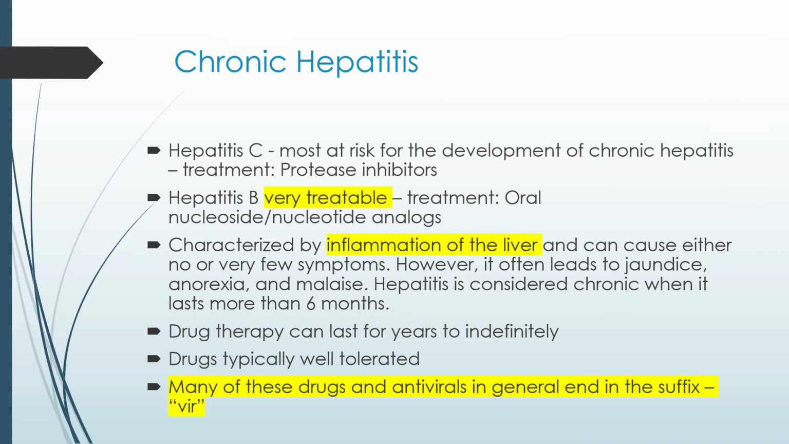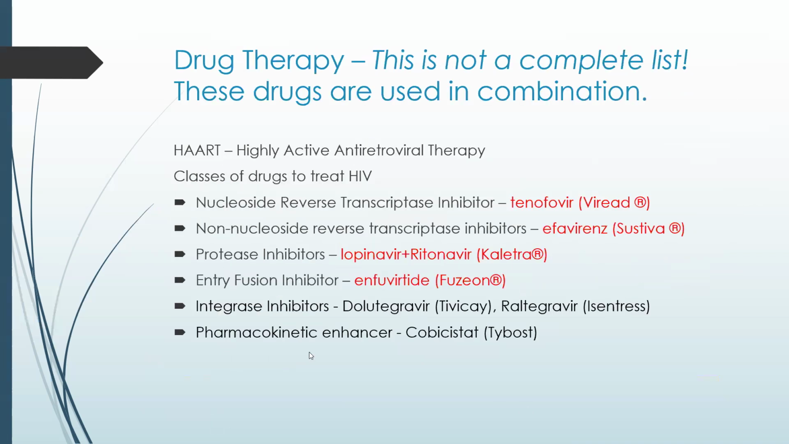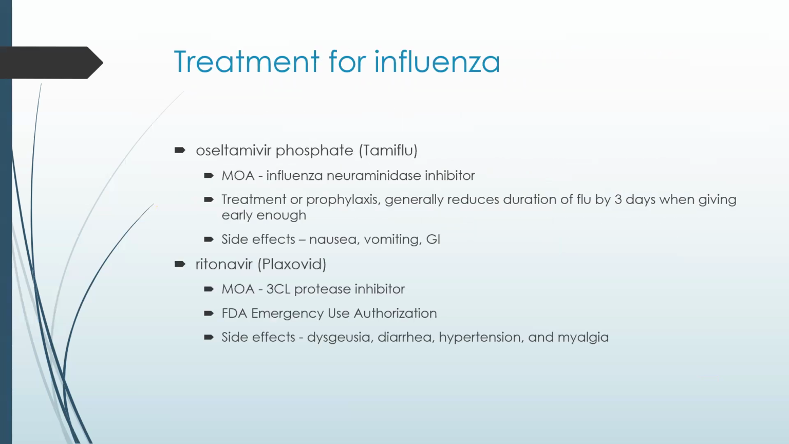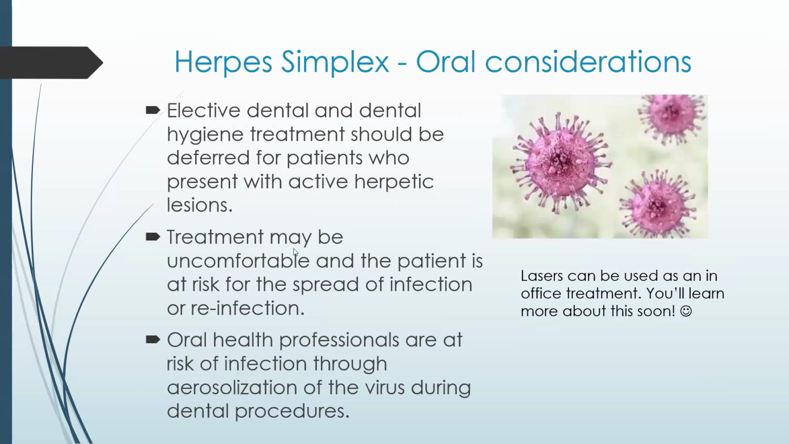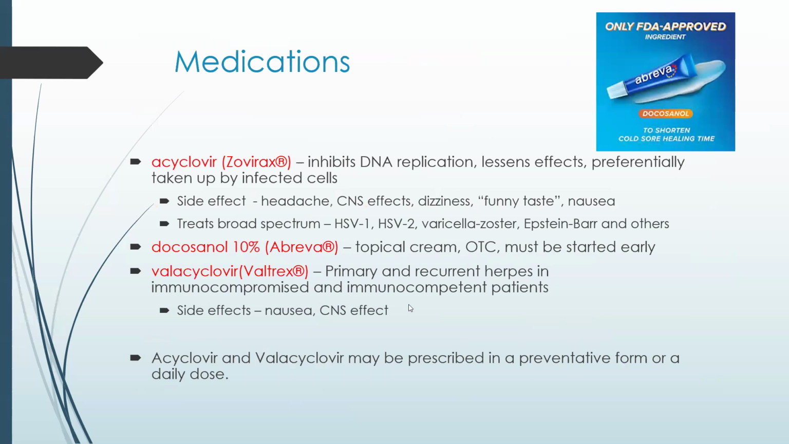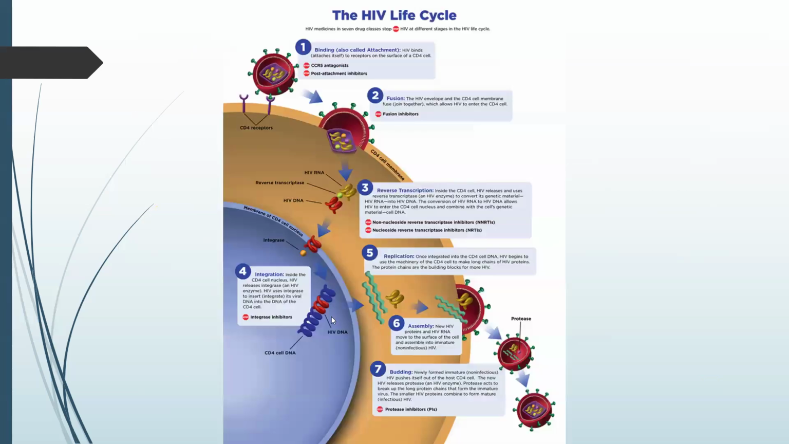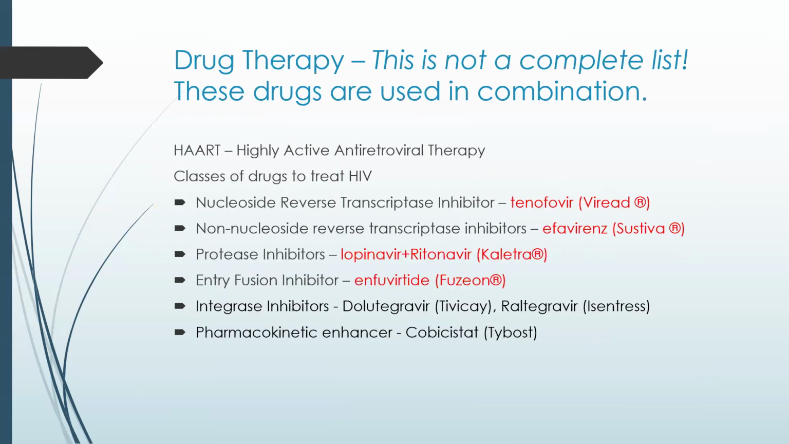Typically, medication is tolerated, and many of these drugs are antivirals and end in VIR. I just wanted to point that out. You can see it here, you can see it with the HIV drugs, and you can also see it with this drug here and this drug there. Almost everything that's some kind of an antiviral has the VIR. So if you don't know the exact drug and it asks which of the following is an AIDS drug, you can whittle it down by noticing that suffix.